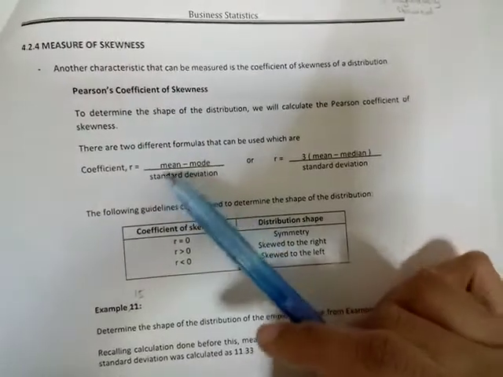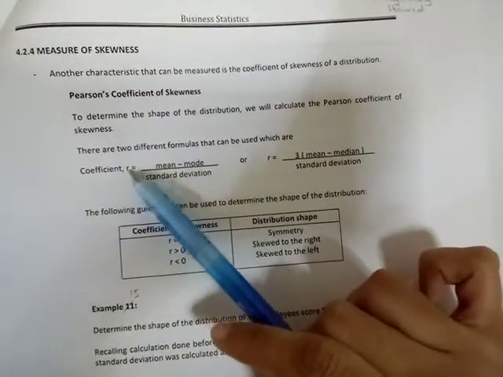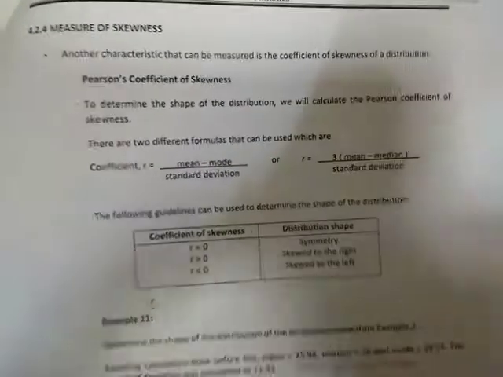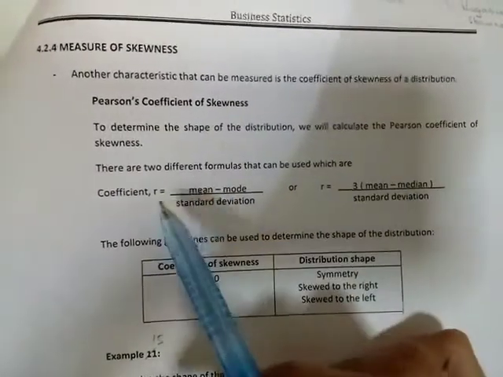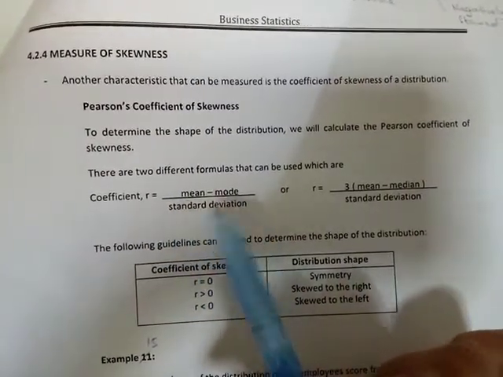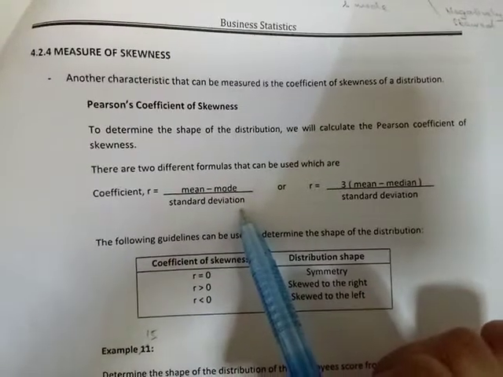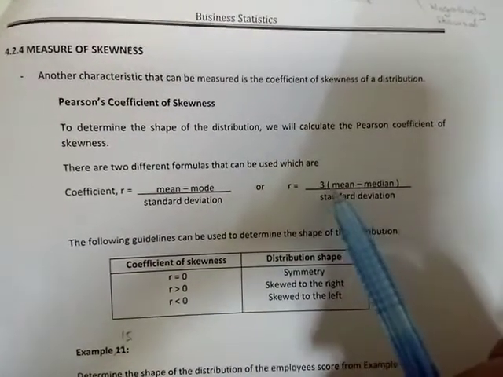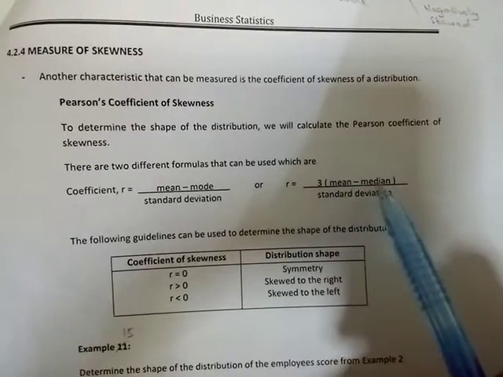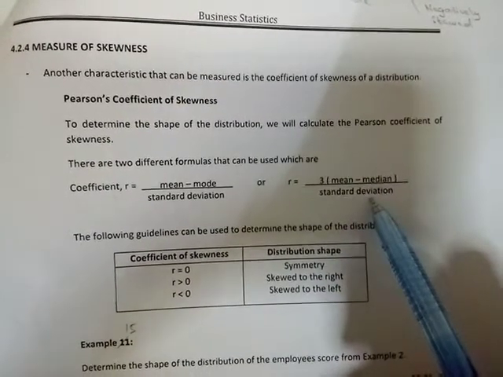First formula: R is the symbol for the coefficient. The first formula is mean minus mode, divided by standard deviation. Second formula: 3 times mean minus median, divided by standard deviation.